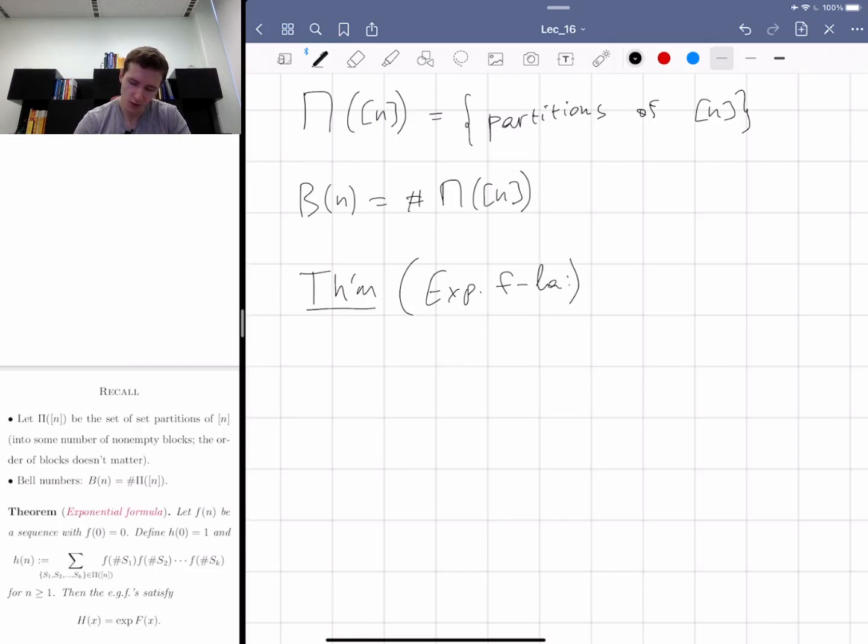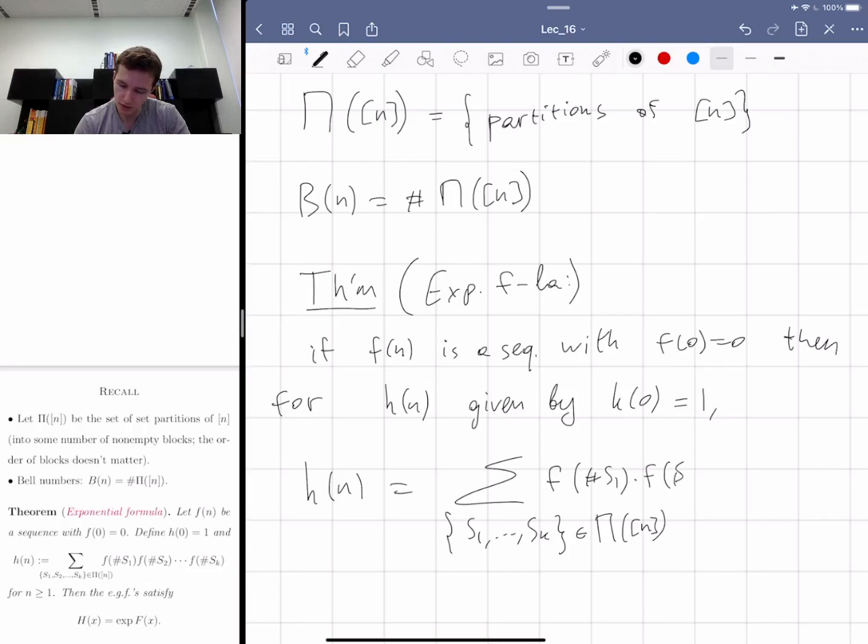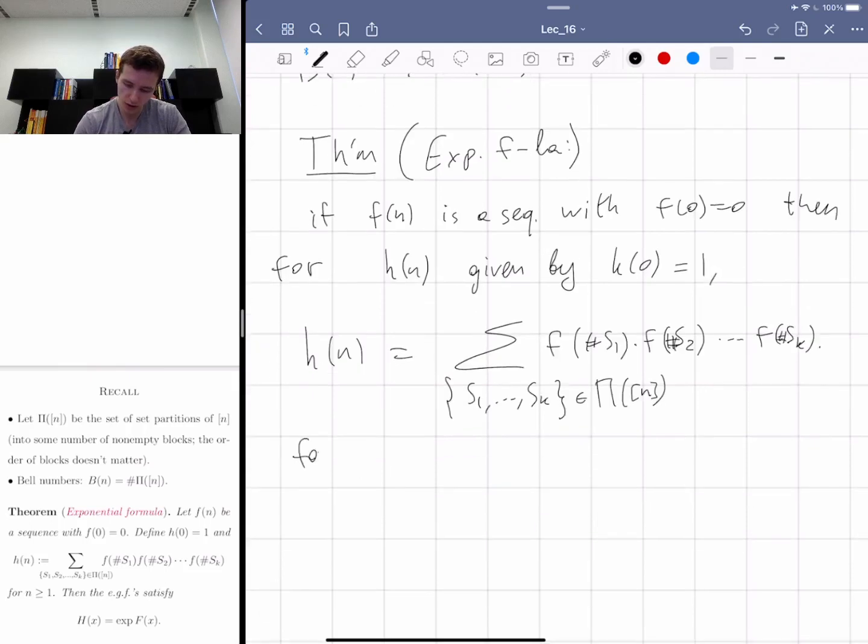tells you that if f of n is a sequence with f of 0 equal to 0, then you can define another sequence h of n given by h of 0 is 1 and h of n is the sum over all set partitions of bracket n into an arbitrary number of non-empty blocks, f of the size of S1 times f of the size of S2, etc., f of the size of Sk. So this is for n greater or equal to 1.